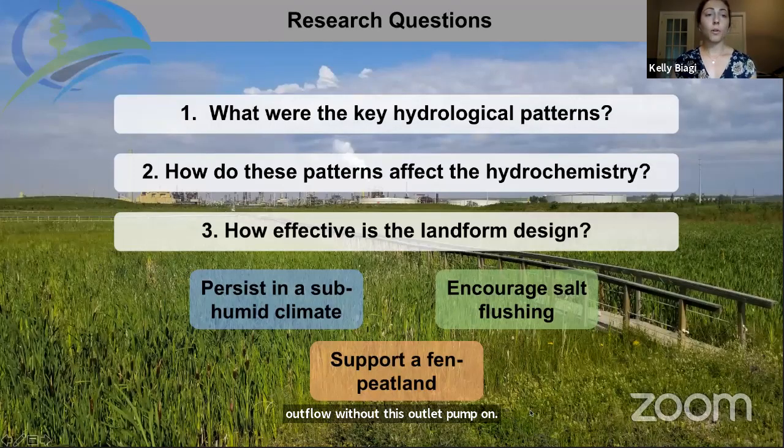And so the overall goal of this study is to use 6 years of data to understand the key hydrological changes and patterns in the Sandhill Fen, look at how these hydrological patterns are affecting the hydrochemistry, and then gauge the effectiveness of landform design, AKA, is the Sandhill Fen watershed doing what it was designed to do, which is persist in a subhumid climate, encourage salt flushing, and support a fen peatland.